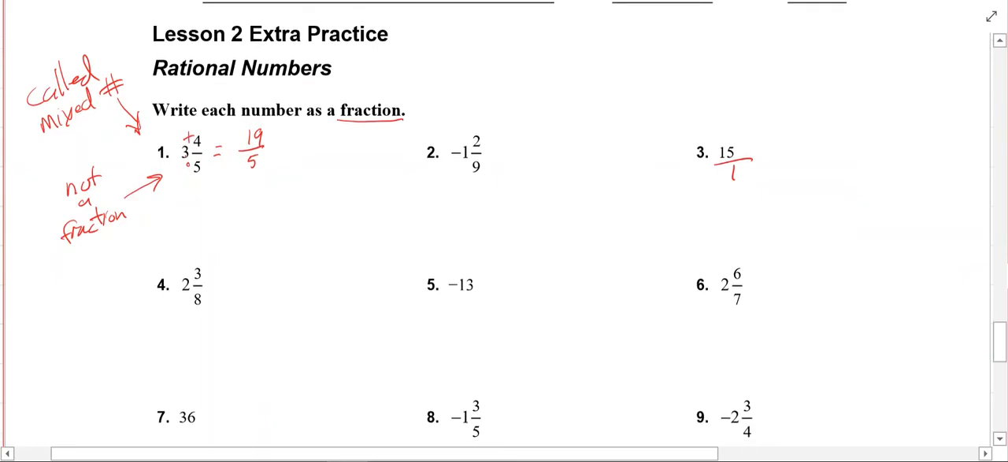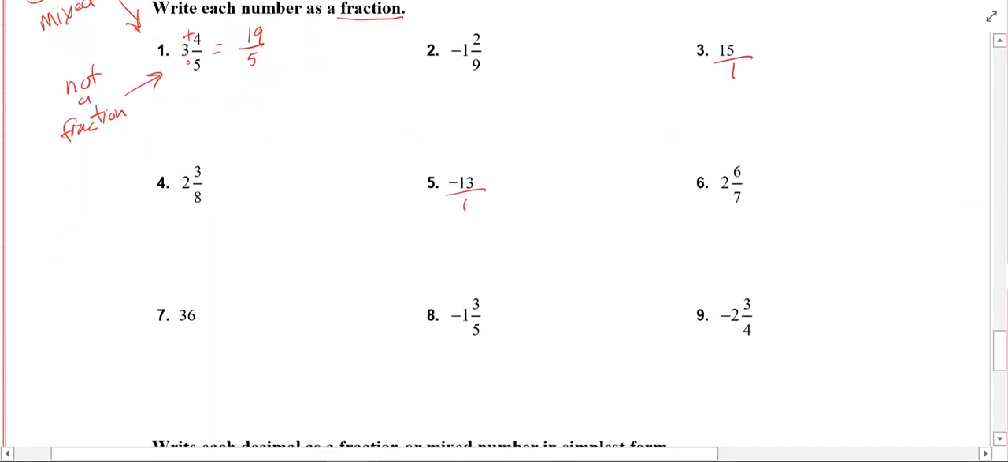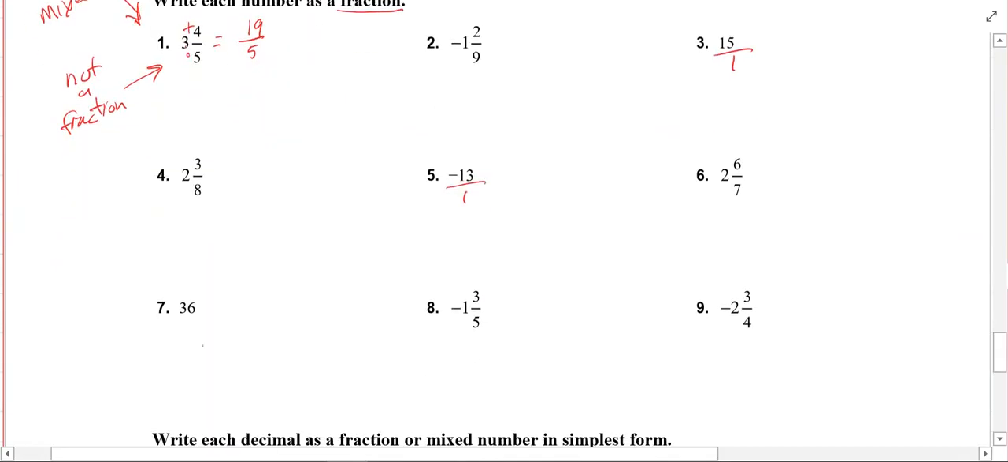Number 5, how do you write negative 13 as a fraction? Pretty easy. Put it over 1. 7, how do you write 7 as a fraction? Easy again. I get all the easy ones. It's over 1. And this last one, this is a negative 2 3/4.